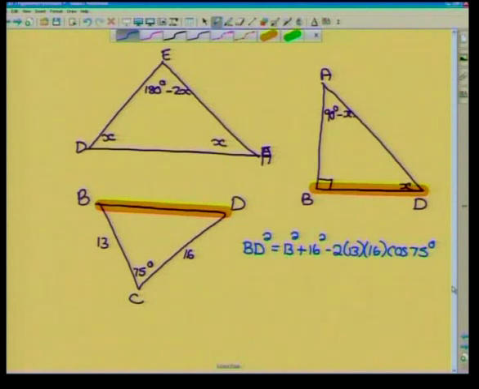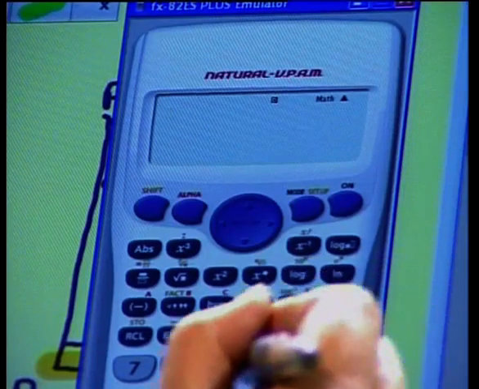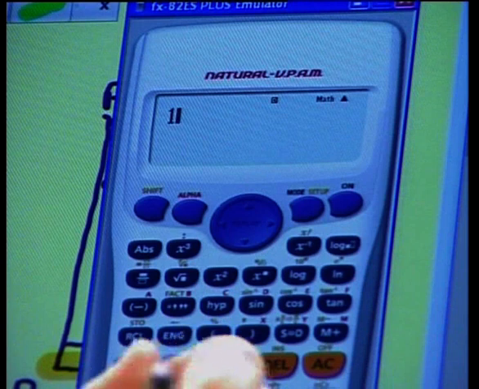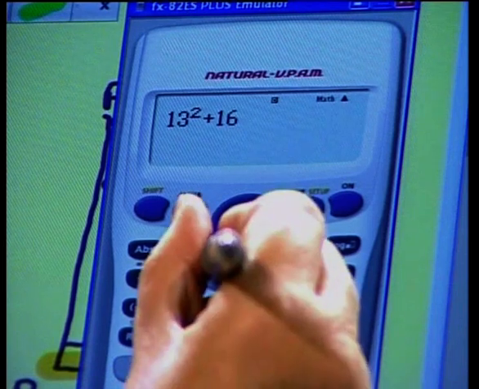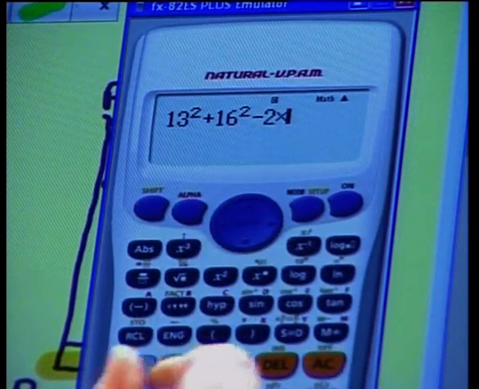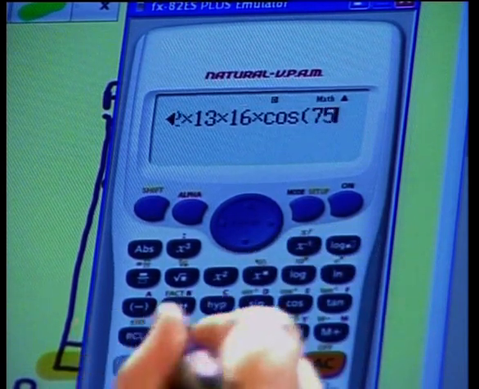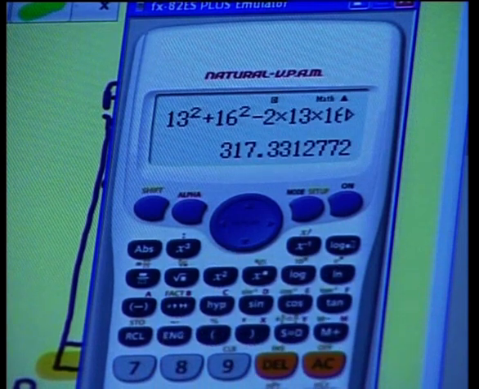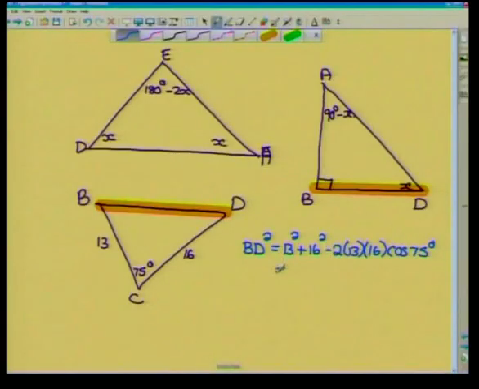So right, over here we go, and we now can go straight to the calculator and put it in. So let's bring the calculator up. Okay, so all clear. We're going to work with 13 squared. Notice I'm going straight in and I'm not even hesitating. I'm going to put it all in. Plus 16 squared minus 2 times 13 times 16 times cos 75. And straight away I get the answer 317,33. So I'm going to write that down, 317,33.